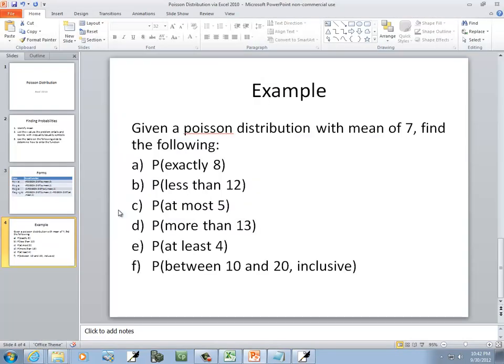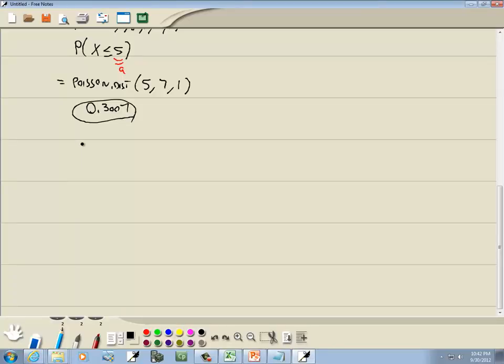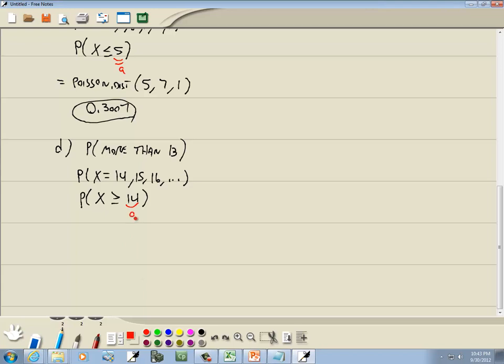Well, part D. More than 13. So more than 13. Well, what that means x value wise, more than 13 doesn't include 13, so it'd be 14, 15, 16, forever. Now, write this in terms of inequalities, and this would be x is greater than or equal to 14. Now this is going to be our a.